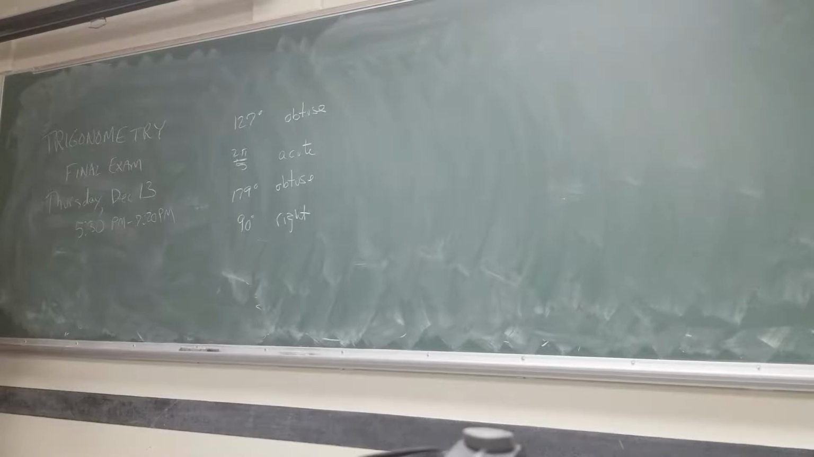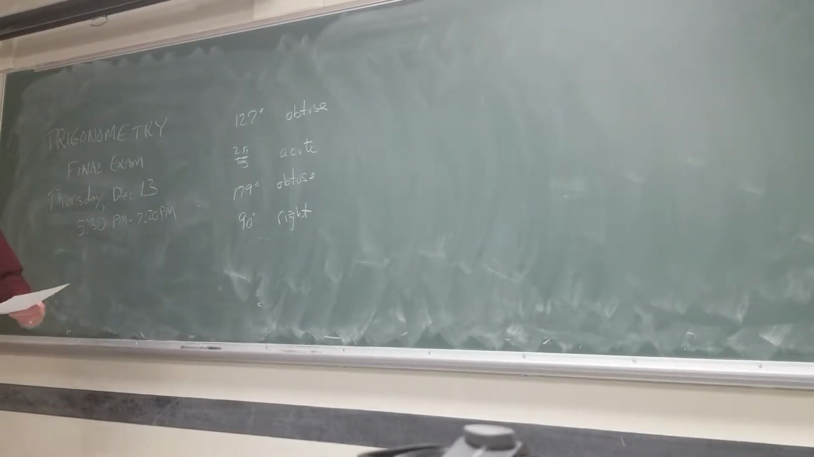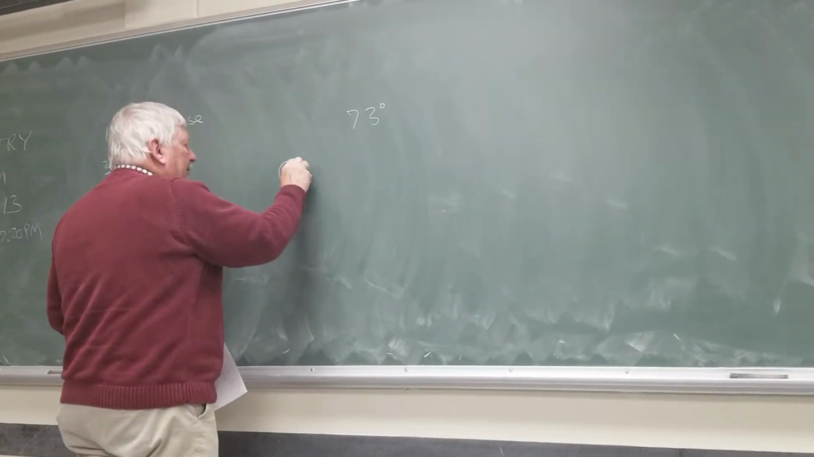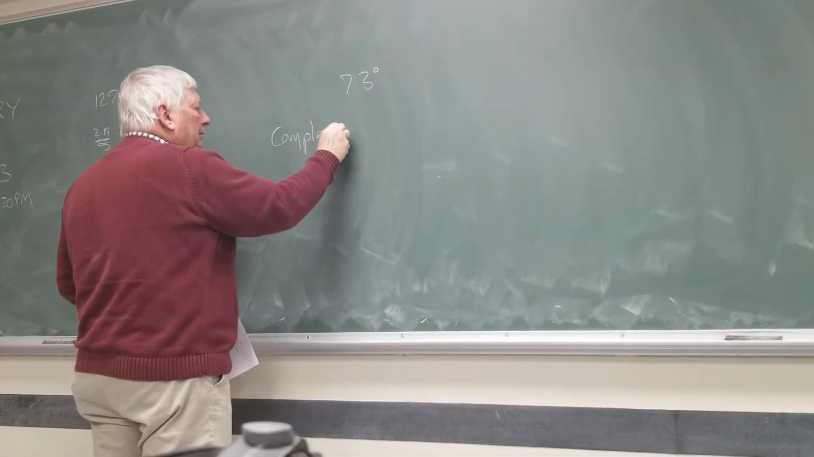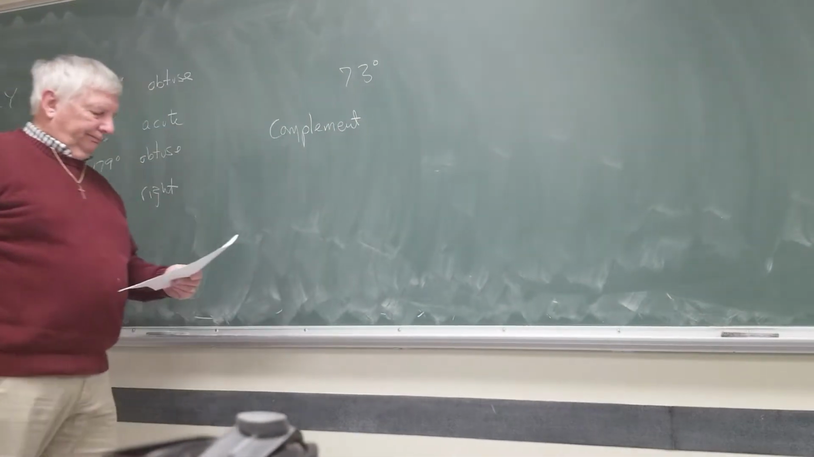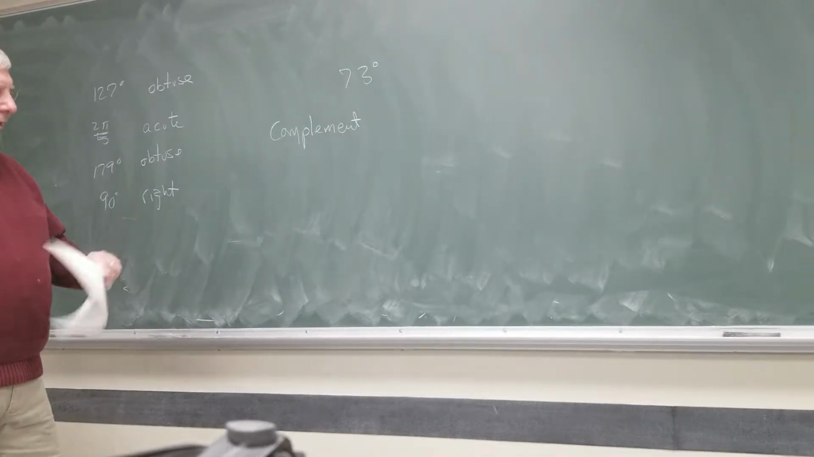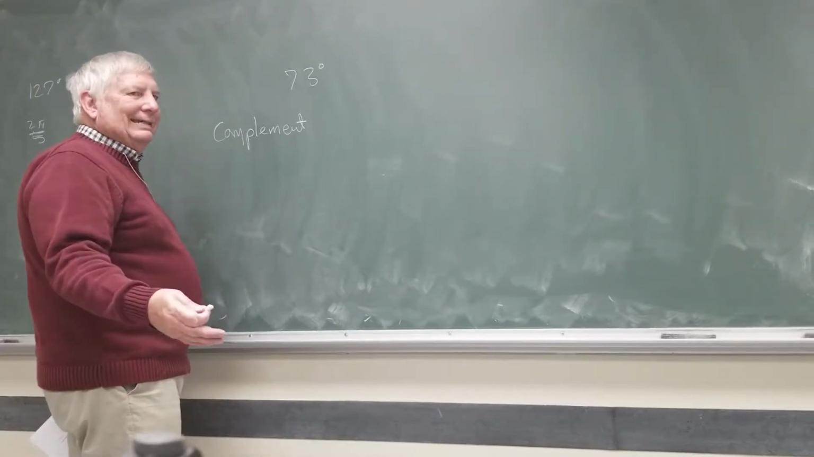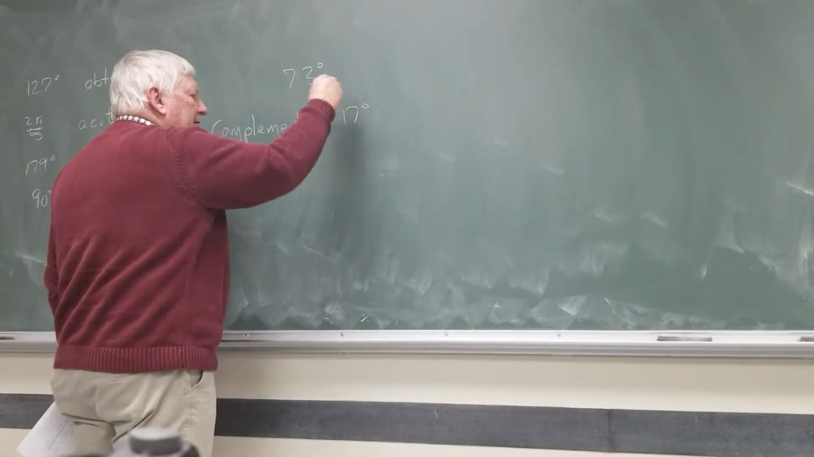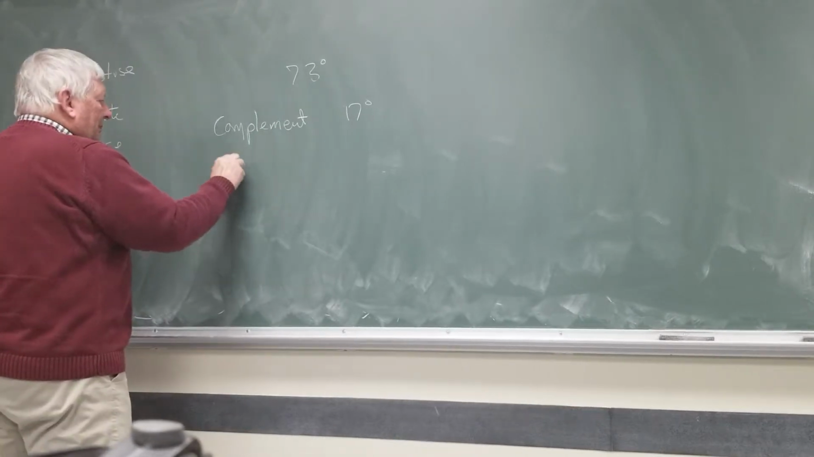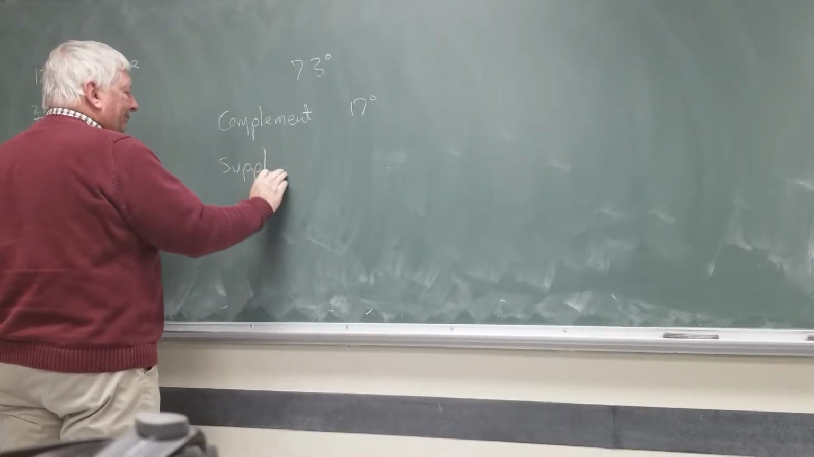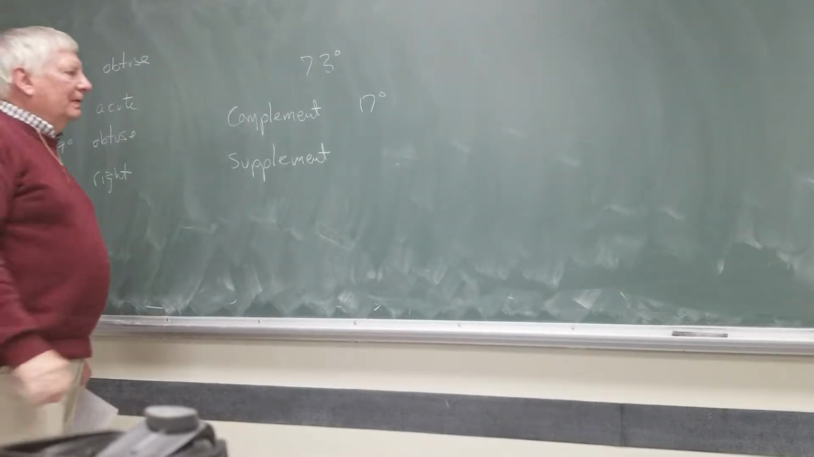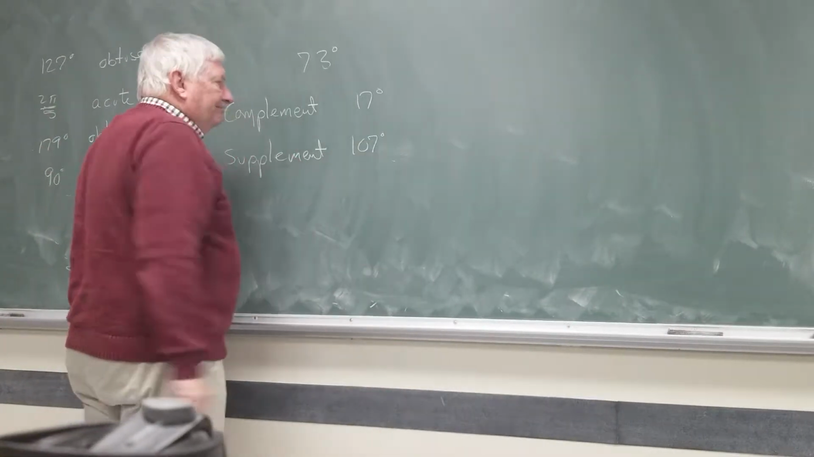Number 2, find the complement and supplement of each of the following angles. So, for 73 degrees, the complement. Did I spell complement right? I hope I did. The complement of 73 degrees: their sum is 90. So this plus 17 degrees gives you 90. And the supplement, your sum is 180, so it's 107 degrees.